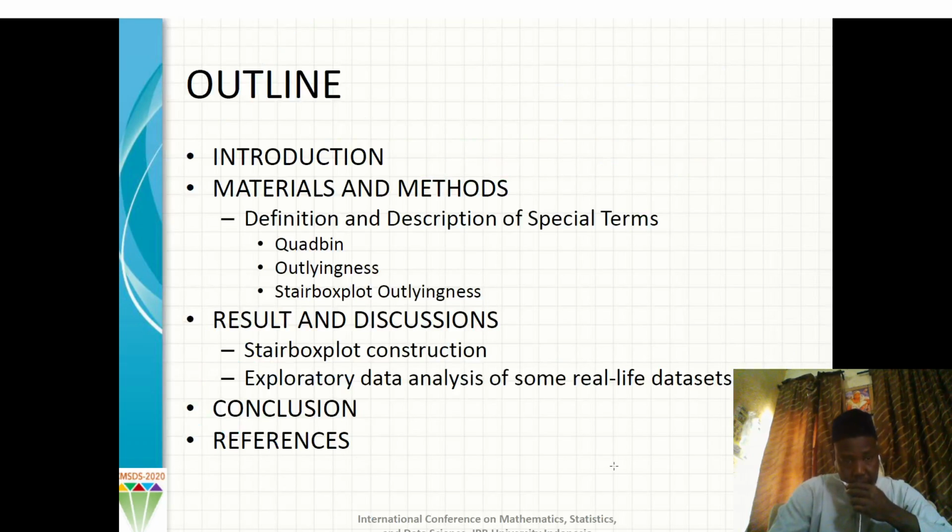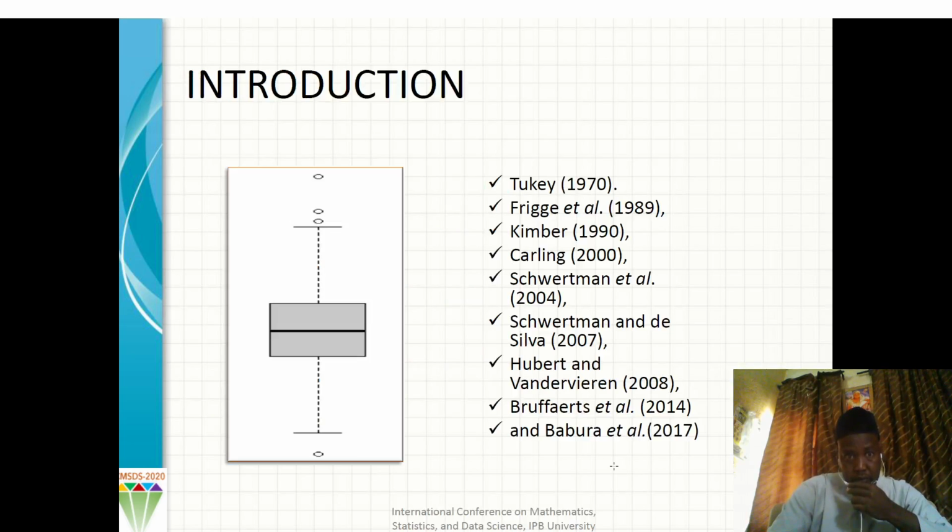Okay, this is the outline of our presentation: introduction, material and methods, results and discussion, conclusion, then references. For the introduction, Tukey introduced boxplot, and boxplot typically just displays a batch of a univariate data set.